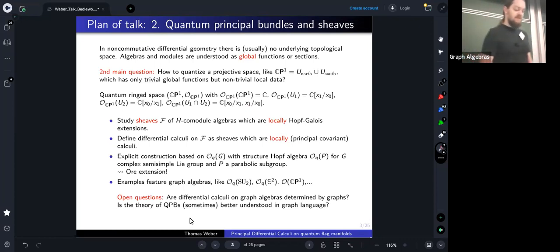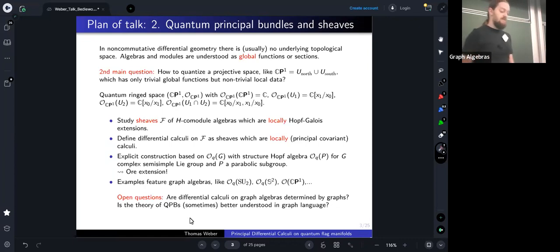So this will then lead us to the study of sheaves of co-module algebras that have some local property. So let's say on an open cover or on stalks, maybe we want some Hopf-Galois property, or in the case of differential calculi, we would like that locally they form calculi, and so on. So we will see this later. So the point is that some global to local properties will come in the second part.